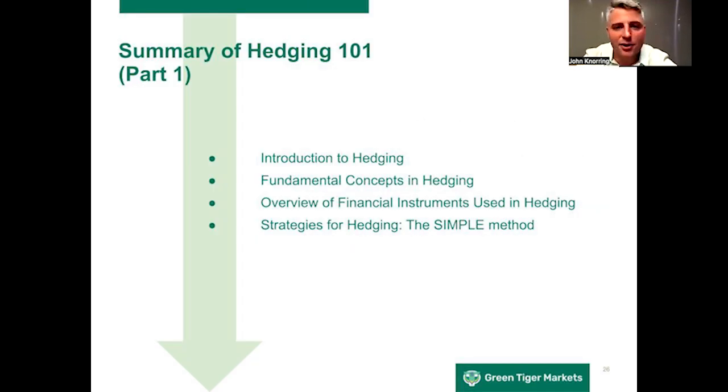Okay, so just a little summary of what we just went over. We went over an introduction to hedging, some of the fundamental concepts of hedging. We discussed some of the financial instruments used in hedging. So remember, that's options, swaps, futures, and forwards. And then we went over our simple method: state your intentions, inspect your options, make a plan, place an order, look at the market, and evaluate your plan.